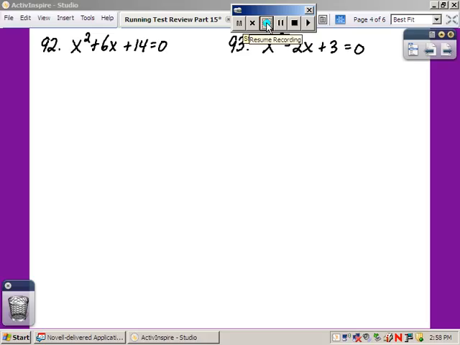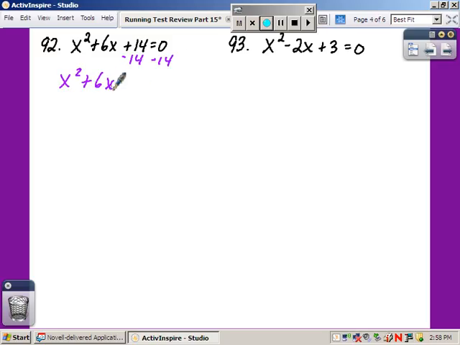Alright, so keep going with this. Again, this is more completing the square. So minus 14, because we don't want that number there. X squared plus 6x, negative 14 over here.